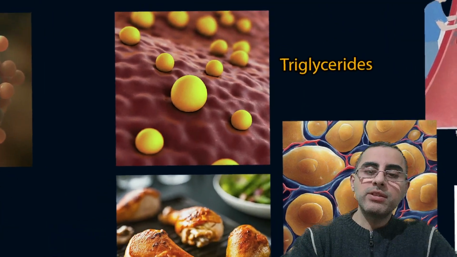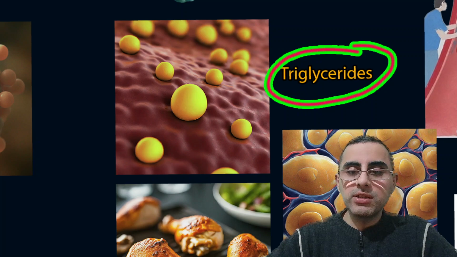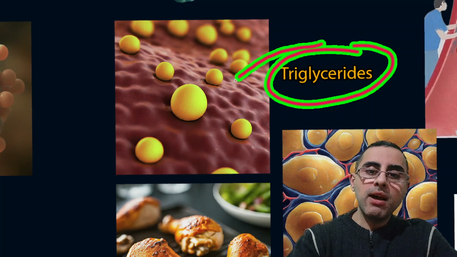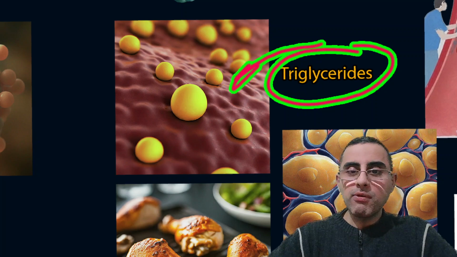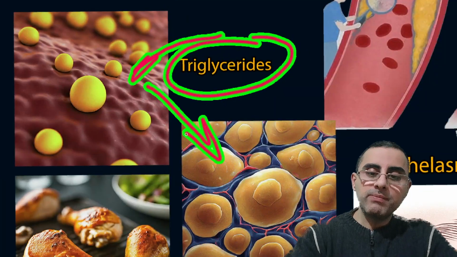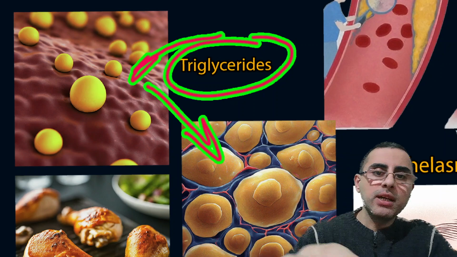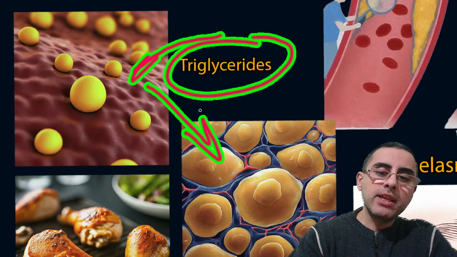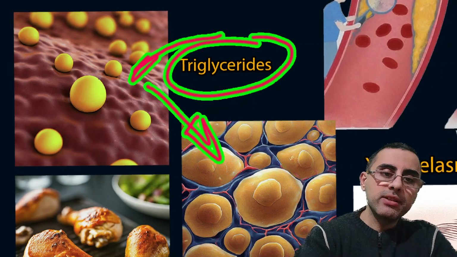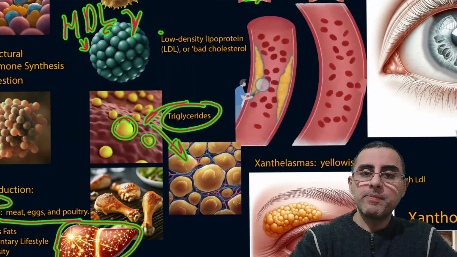And triglycerides. We have triglycerides, another type of cholesterol. Triglycerides are also a bad type of cholesterol, and they are deposited in the body as fats. So when we gain weight, we can gain weight because of triglycerides. These triglycerides are deposited into our body.